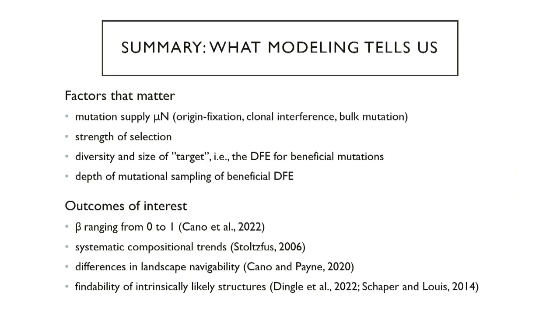So what these modeling studies tell us is, first of all, the factors that matter in the efficacy of biases in the introduction process. So mutation supply is really important. Strength of selection, the diversity and size of the target, that is the part of the distribution of fitness effects that's beneficial when we're talking about adaptation. And then they document some interesting outcomes, like this degree of mutational influence can actually range from 0 to 1, depending on population genetic conditions. Other studies have shown systematic compositional trends, differences in landscape navigability, and the findability of intrinsically likely structures.